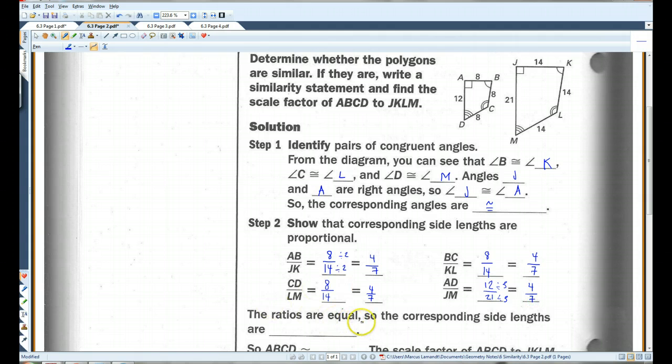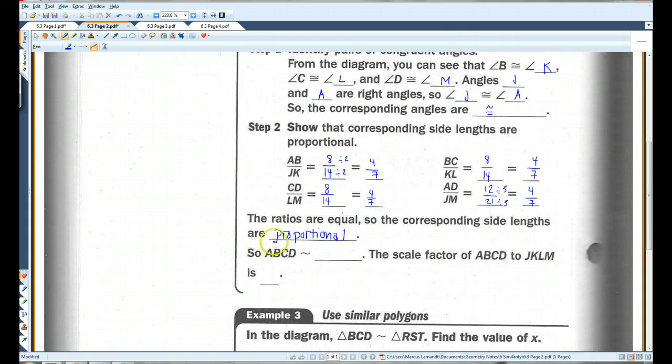So the ratios are equal, so the corresponding side lengths are proportional. So ABCD is similar to JKLM. The scale factor of ABCD to JKLM is 4 to 7.